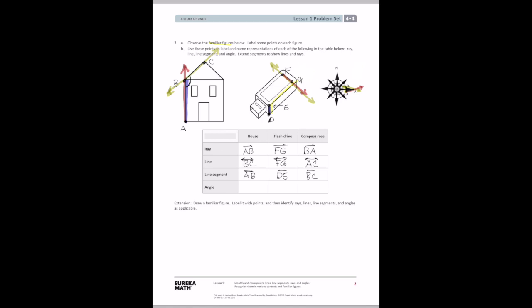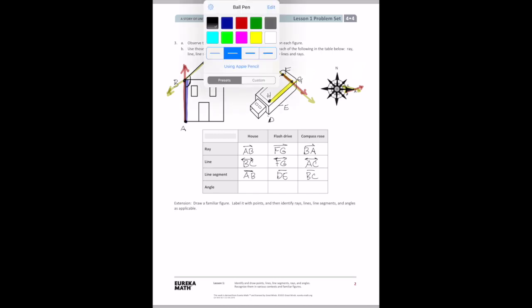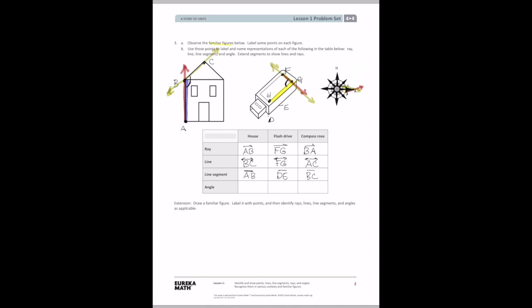If I were to extend a point, well, okay, that doesn't really qualify. So we're gonna have to create a new point on the flash drive. Let's call this a point right here. And let's call that H. Now we can go ahead and call it out. F, G, and H. Okay. And then lastly, so there's that angle. And then lastly, the compass.